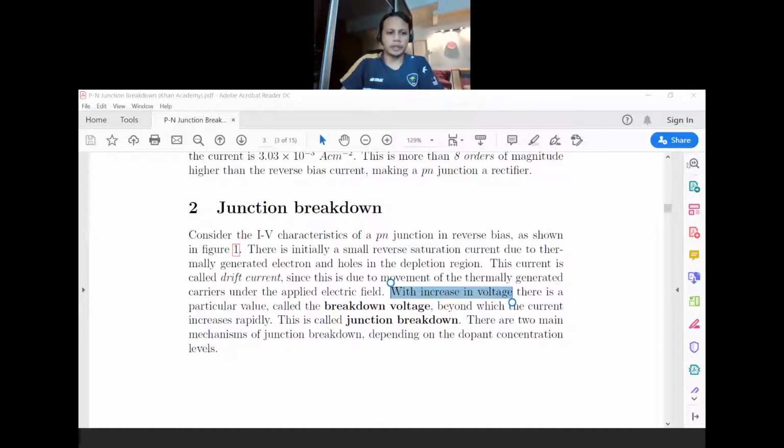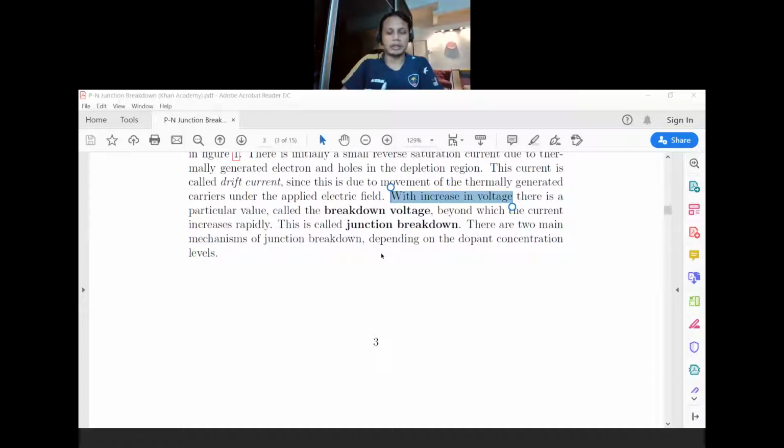So there is a particular value called breakdown voltage beyond which the current increases rapidly. We've seen that in the drawings now, where you can see an exponential increase in the reverse current through the diode with a high value of negative voltage, right? There are two main mechanisms of junction breakdown, and the breakdown mechanism depends on the doping level. You can see it from here.